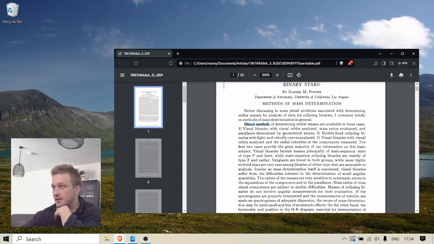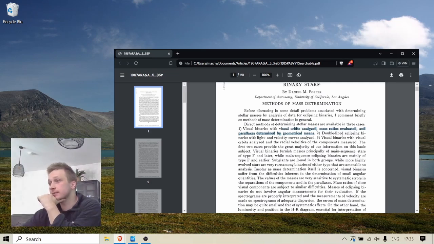So we read this before, so I'm just going to mention some stuff. Direct methods of determining stellar masses are available in three cases. So these are not three different methods. It's just these are the cases in which the direct methods are available to use. So number one is visual binary with visual orbits analyzed, mass radials evaluated, and parallaxes determined by geometrical means. That's kind of what we've been discussing exactly.